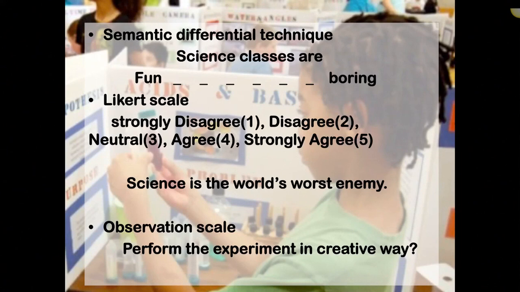Okay, so students are going to develop some experiment their own way. Then you just observe and give them some score. If they have a very creative way of experiment, then you can give more score by observation. Okay, if they have a very good score in this creative way, that means they have improvement in attitude toward science.